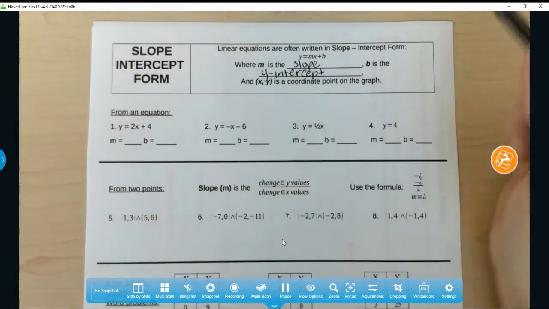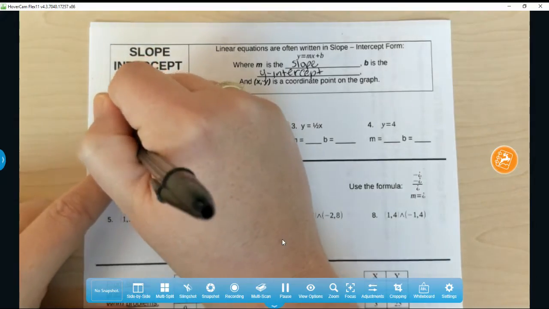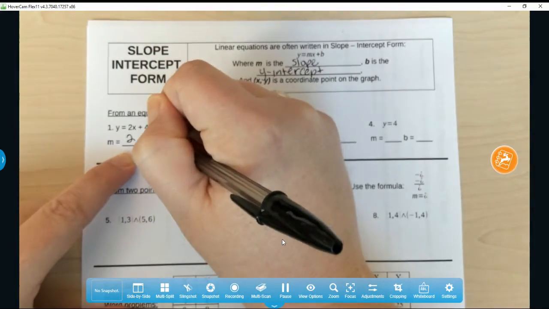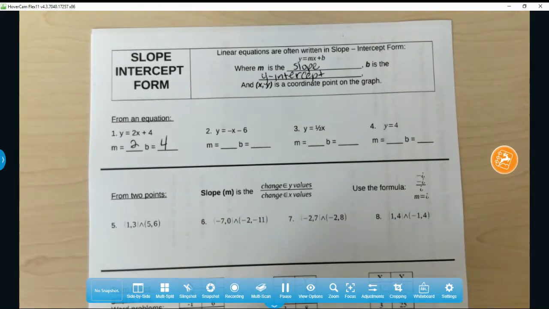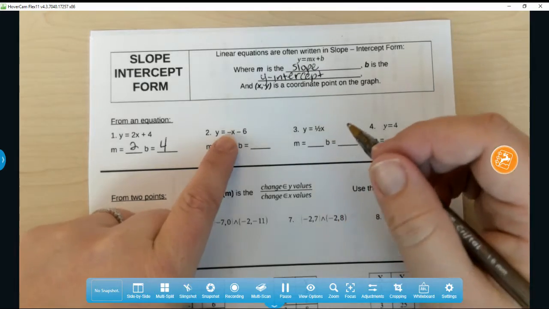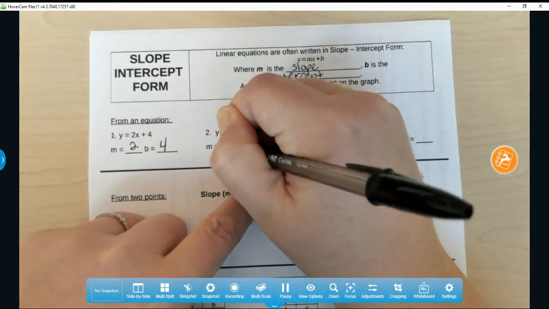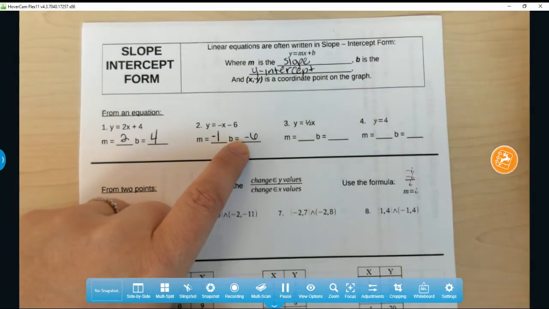So if you've been given the equation, it's real simple. Take a look at it. Your slope is going to be the number in front of the x. Your y-intercept will be the constant that has no variable behind it. Same thing here. If there's no number in front, we assume it's 1. So since this is negative x, we're going to assume that's negative 1. Our y-intercept is negative 6.